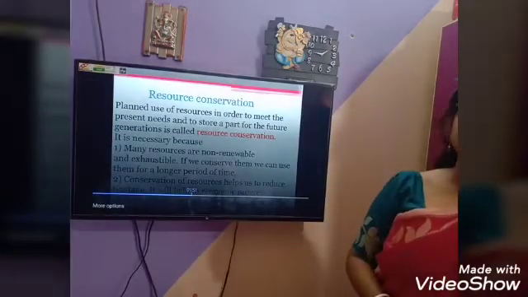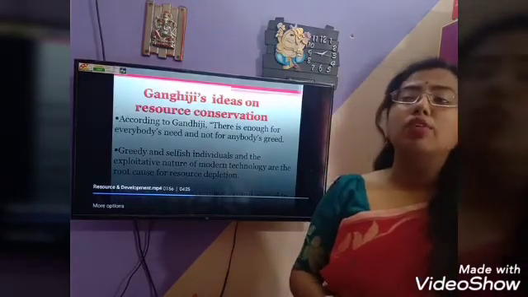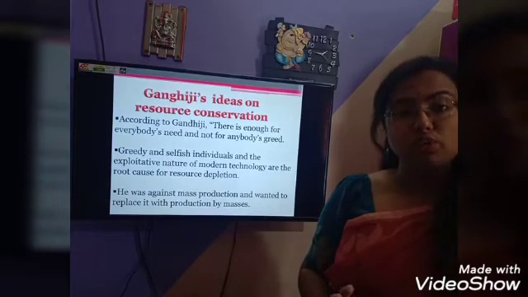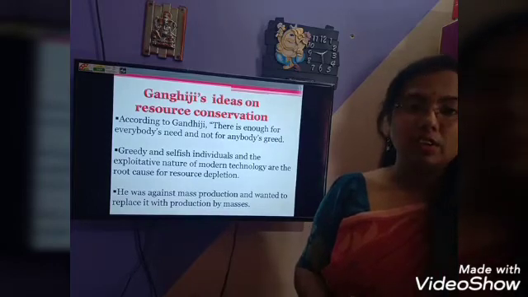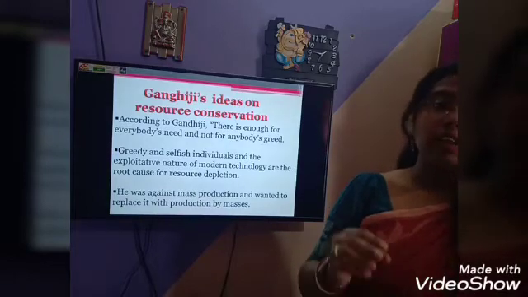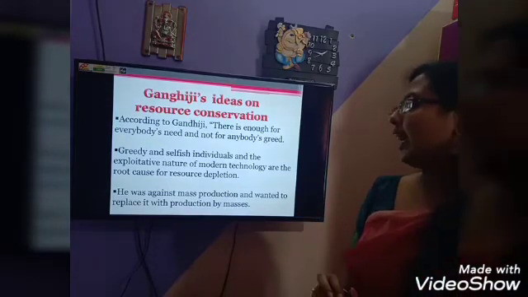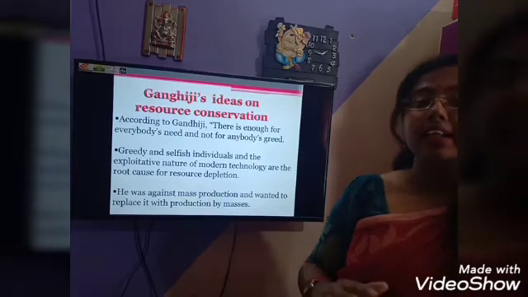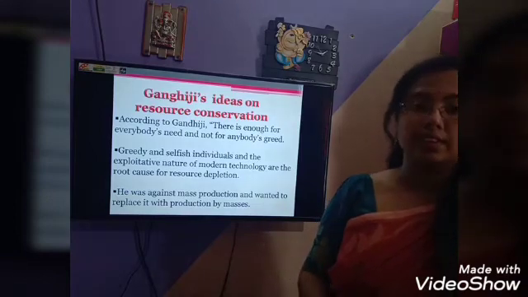Next, for the conservation of resources, Gandhiji had given some valuable words. What are these? According to him, there is enough resource for everyone's need, but not for anybody's greed. So you cannot use the resource to fulfill your greed. You use it as much as you need. Greedy and selfish individuals and the exploitive nature of modern technology. So Gandhiji also had said that sometimes our modern technology is also exploiting our resources.